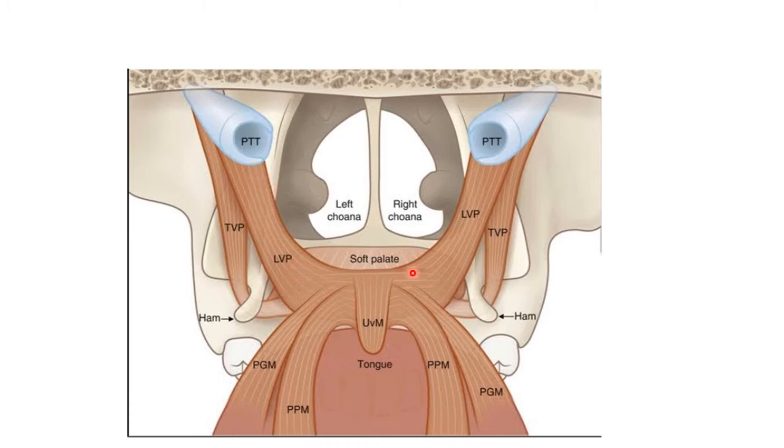Now we will study the next muscle, that is levator palati. The levator palati arises from the medial aspect of the auditory tube and adjoining part of the petrous temporal bone. The muscle runs downward and medially and spreads out to be inserted on the upper part of the palatine aponeurosis. It is attached and inserted on the upper surface of the palatine aponeurosis. Its function is that it elevates the soft palate and it helps to open the auditory tube.